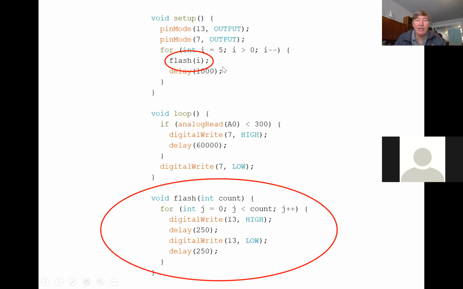The first time through the loop here, i is 5. So I'm going to send the number 5 to my flash function, and the flash function has the inner for loop there, so it's going to flash 5 times. The second time it goes through this loop up here, i will be 4. So when it calls the flash function, the number it sends will be 4. So it'll flash 4 times, and then 3 times, and then 2 times, and 1 time, and so on.